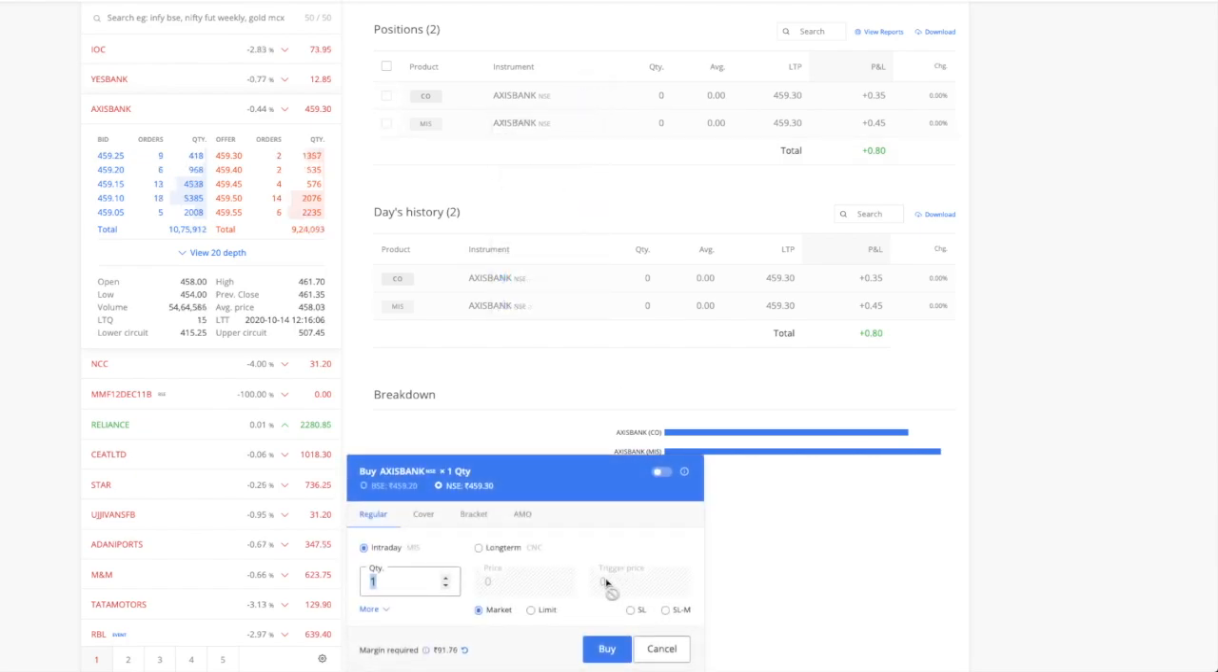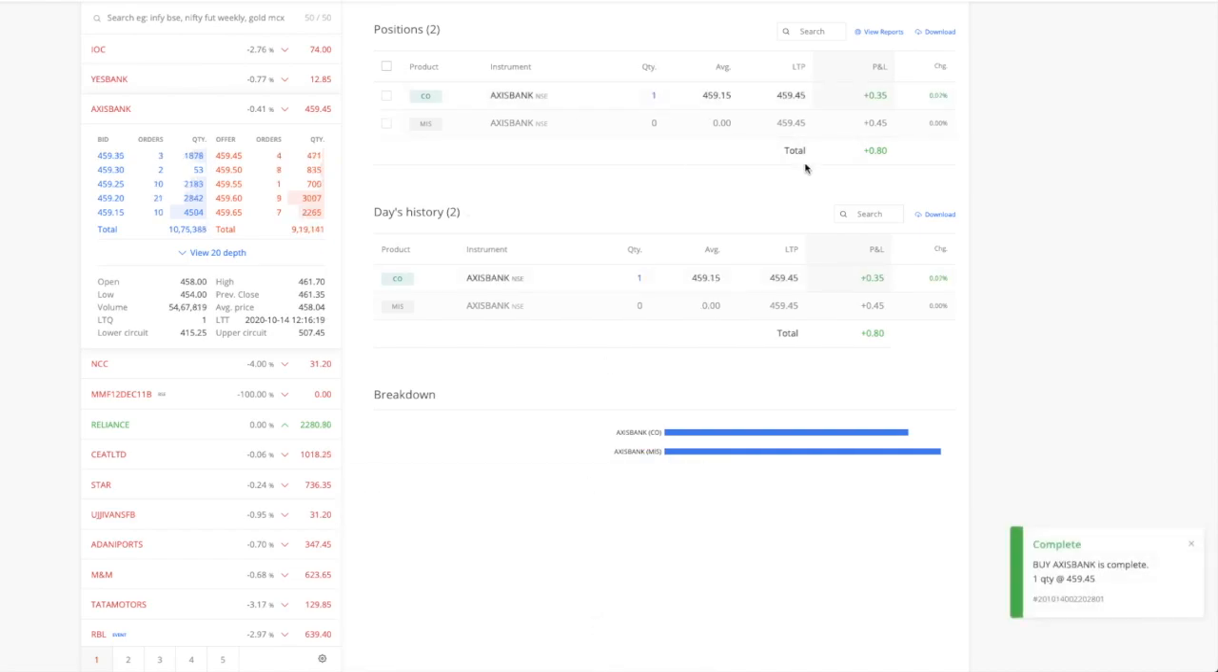Just to give you an example. Let's say I'm buying something using a cover order, keeping my stop loss at 458. So these are some mistakes people make. Okay, I bought something at 459.2, keeping my stop loss at 458. Now I bought it over here.